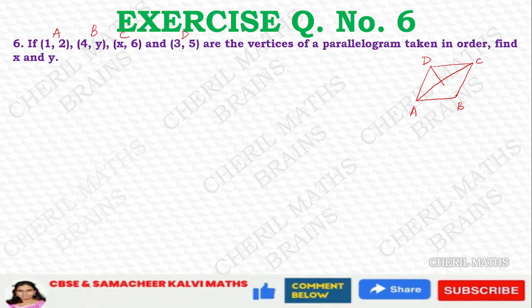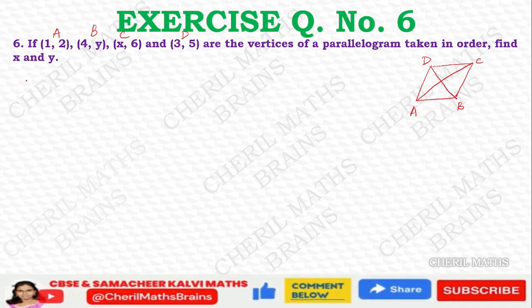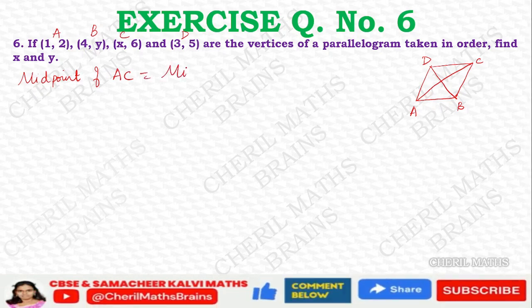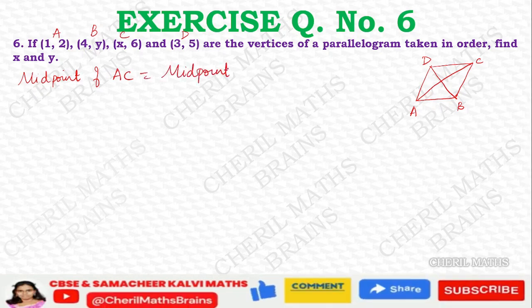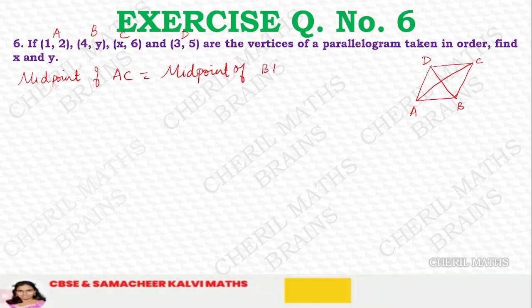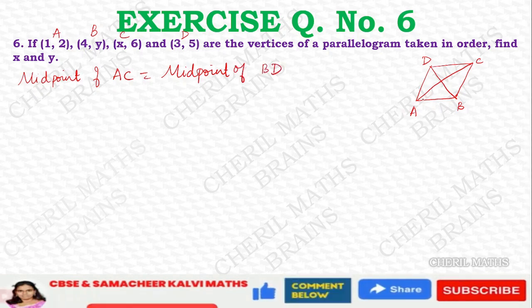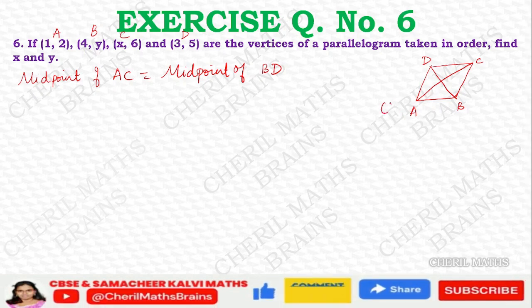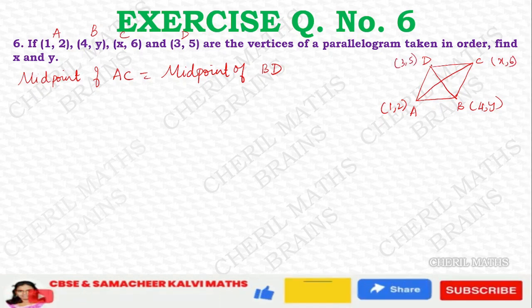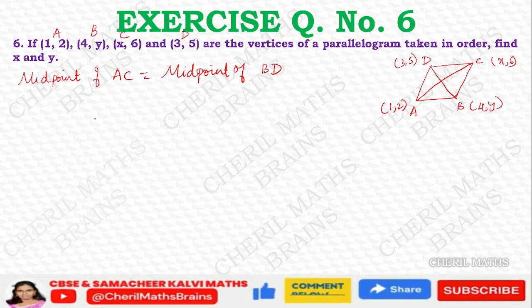Okay, that is, the midpoints. I can say that the midpoint of the diagonal AC is equal to the midpoint of the diagonal BD. So when I do that, I'll be able to get the value of x and y, because here I have A as (1, 2), B I have as (4, y), C I have (x, 6) and D I have (3, 5). So look at these diagonals. One is known, one is unknown. Here one is known, one is unknown. By equating like this, we can get it easily.